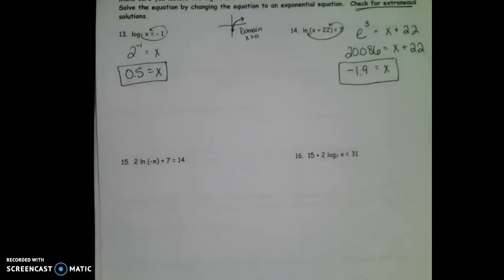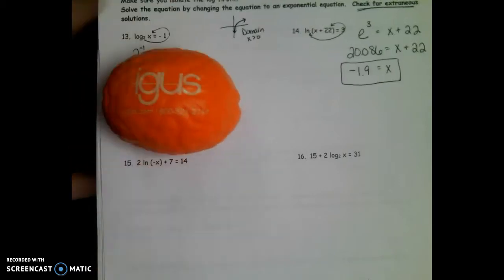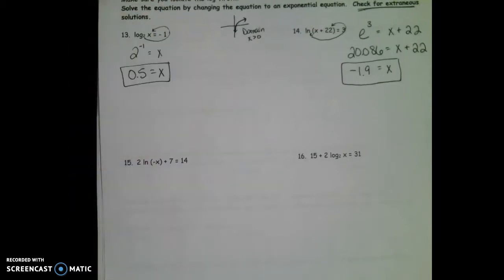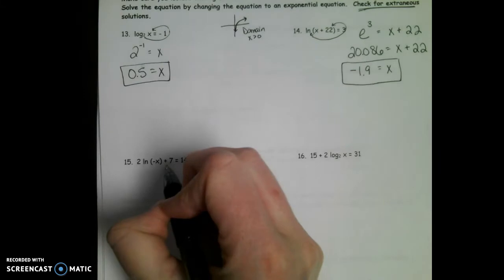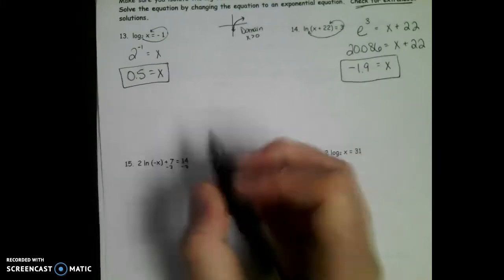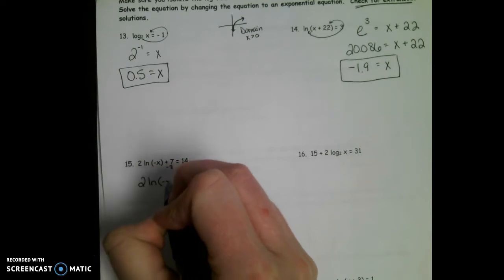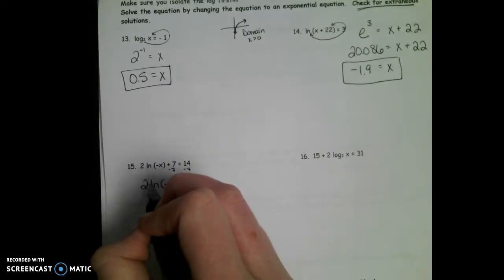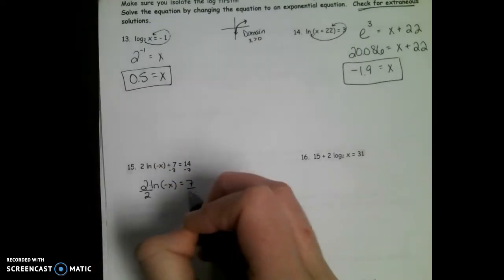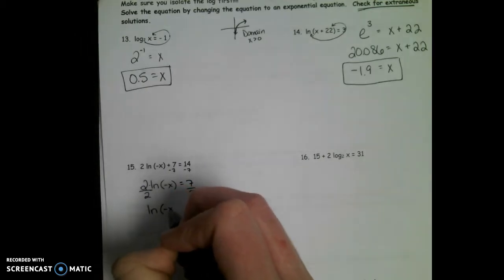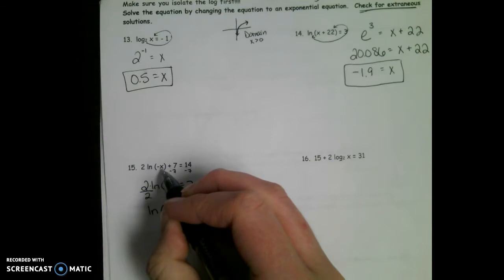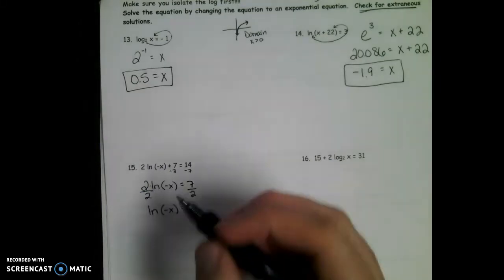Number 15, we start getting into an instance where we need to do something before we change forms. We always add or subtract when we're solving equations before we multiply or divide. So our first step will be to subtract 7 on both sides. And then we divide both sides by 2, because this is 2 times ln, so divide both sides by 2. And I'm keeping the parentheses around that negative x just to contain that negative x.